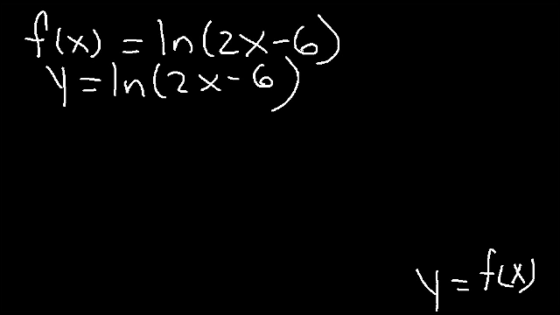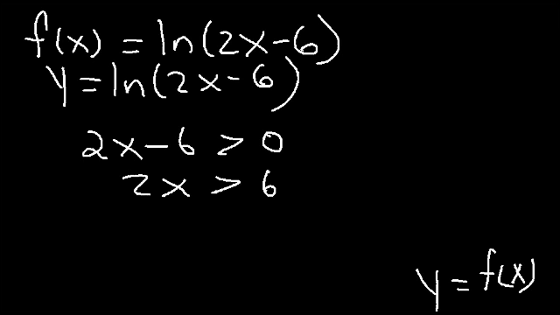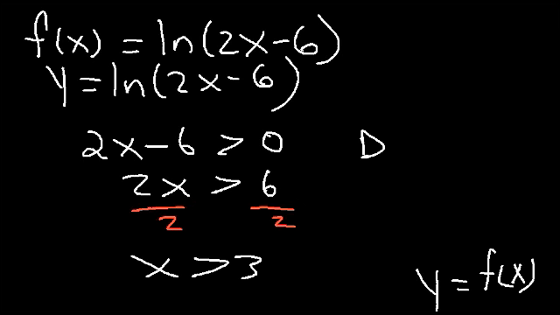Now, you need to remember that you can't have a negative number or a 0 inside a log or a natural log. Therefore, 2x minus 6 must be greater than 0. So you can solve for x. So if we add 6 to both sides, 2x is greater than 6. And then if we divide by 2, we can see that x is greater than 3. So the domain is from 3 to infinity.